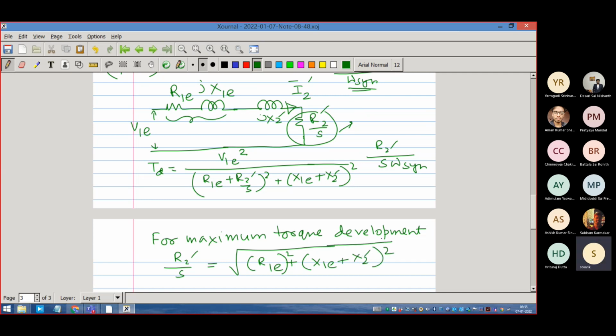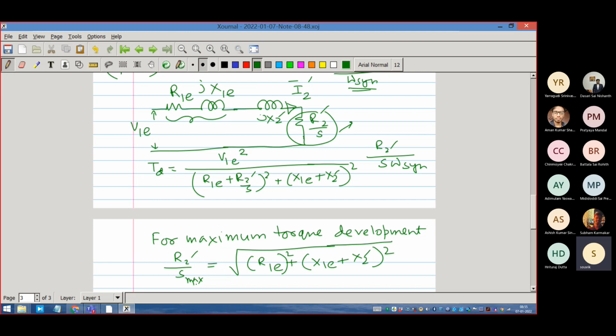So this is what would be the actual expression for maximum torque happening in the machine, right? And that particular slip we call S max. S max is not the maximum slip. S max is the slip corresponding to the maximum torque, right?